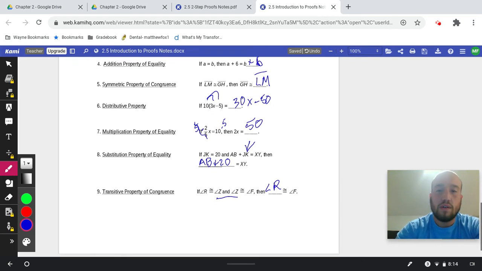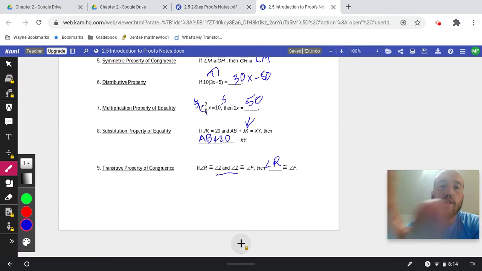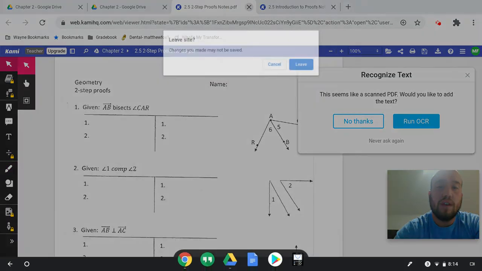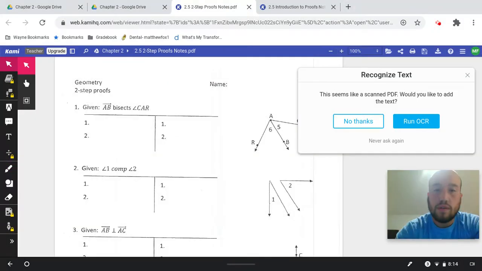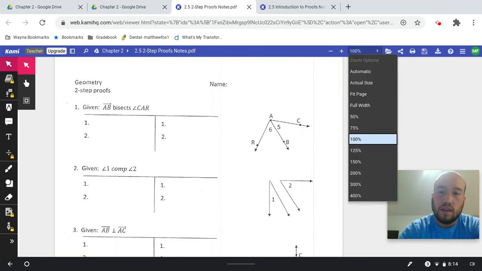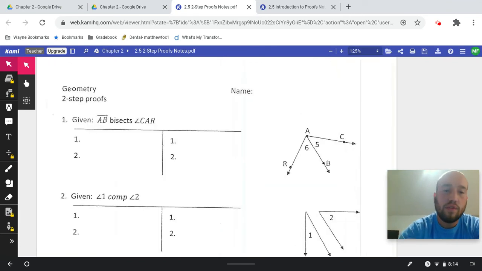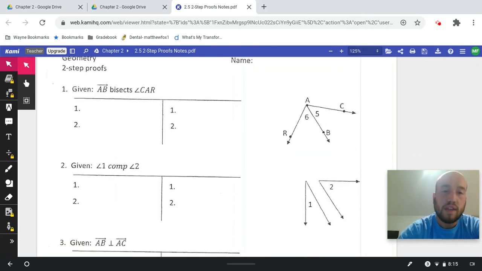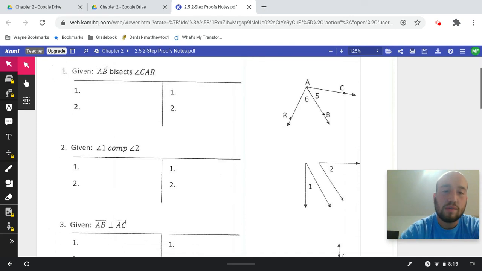All right, so I'm wrapping up today's lesson. One other type of proof I want to look at briefly. These ones are what we call a two-step proof. And two-step proofs are very simple, and they are just going to be some sort of definition. So I'm not going to do them all, but like this first one.